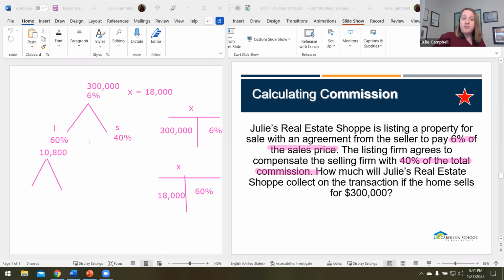Because you're right, 60/40 does make 100. 100% is 6% of the sales price. So if we don't know the 6%, if we don't know what this is, then I don't know how to do that 60/40 split. So that's why first we had to find 6% of the sales price, which gave us 18,000. And now we take that extra step and split it 60/40.